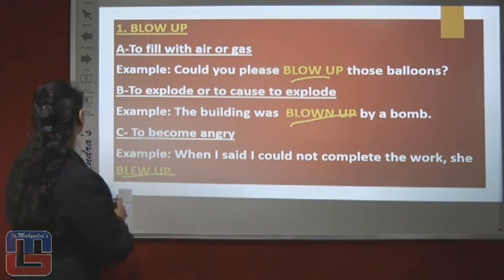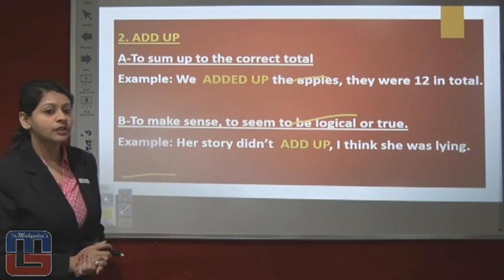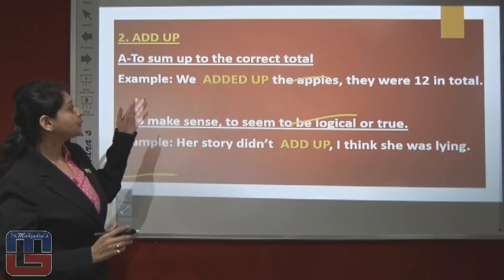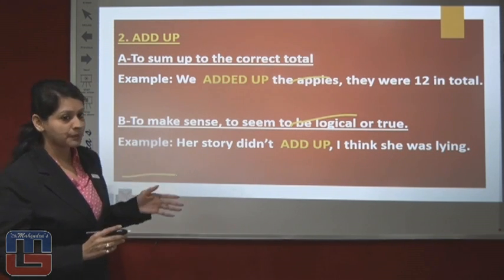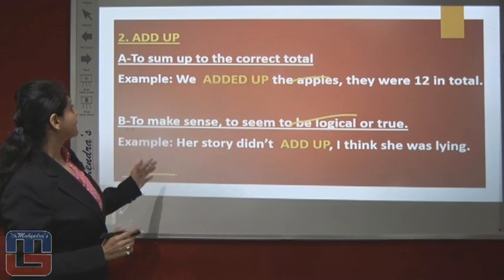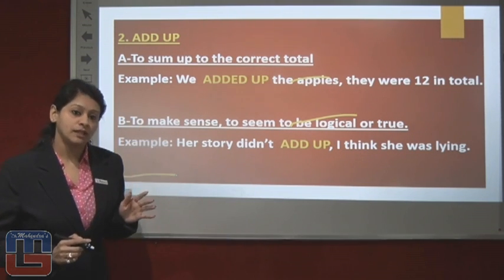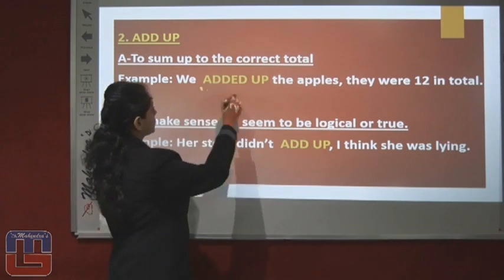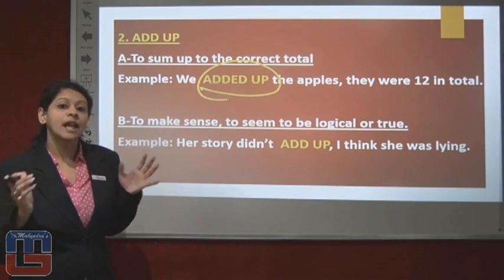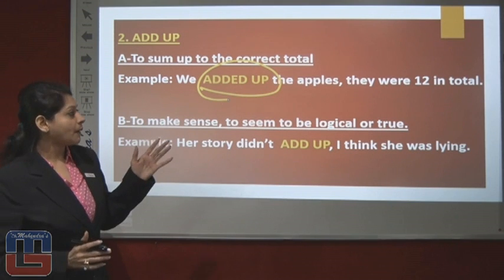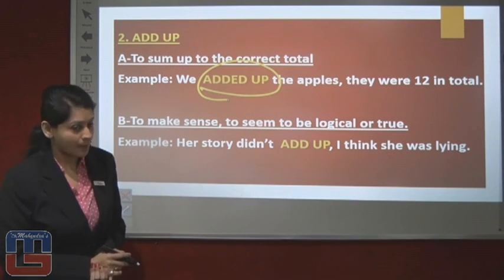Now moving on with more phrasal verbs, the next phrasal verb that comes up is add up. Again, you can see there are two sentences, two examples. Add up can be used in two different meanings. The first meaning says to sum up to the correct total. We added up the apples and they were 12 in total. Added up here means summing up, counting, right? So the total apples came to be 12 after adding them up.